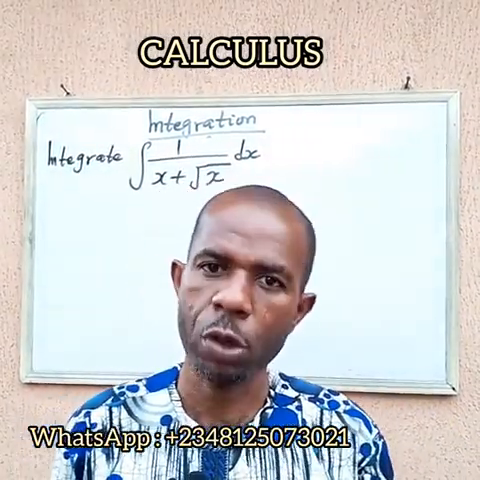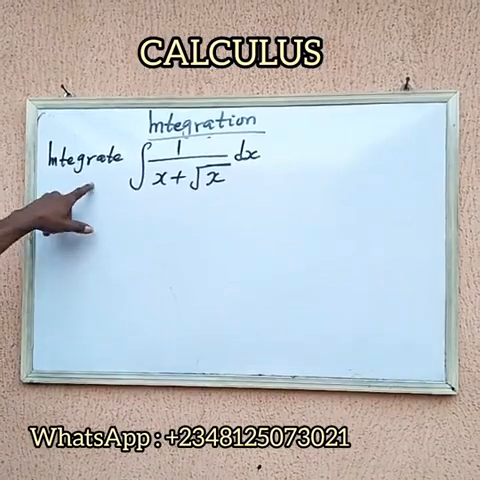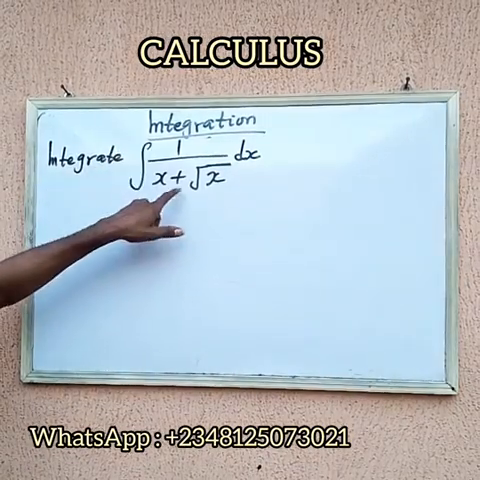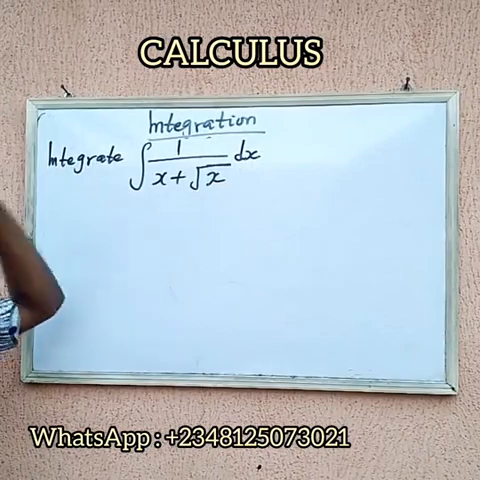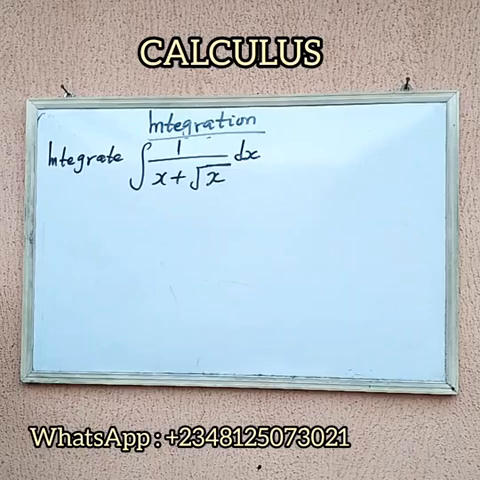In today's class, we want to solve this question on integration. Look at it here. It says integrate 1 all over x plus the square root of x dx. So when I look at this question, I began to wonder which method we are going to use. Yes, of course, substitution method. Substitution method can work here.